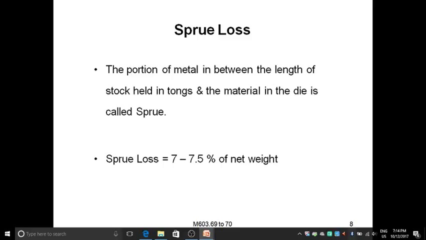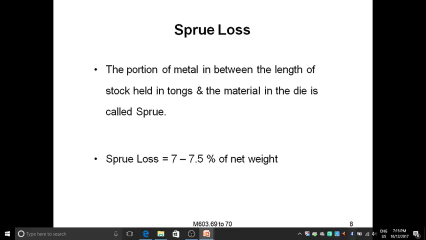Generally sprue is the portion of the metal between the length of the stock held in the tongue and the material in the die, and it is called sprue. That means you are holding the workpiece with the help of the tongue. Even though some material will not come inside the tongue, you have some extra material between the workpiece and the tongue. So that is the material, or that loss, we need to consider.